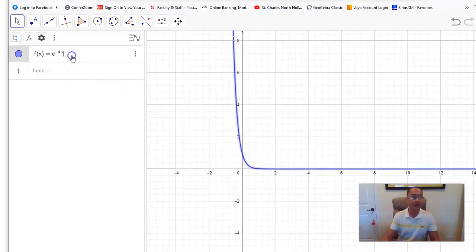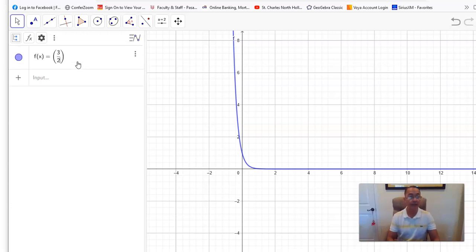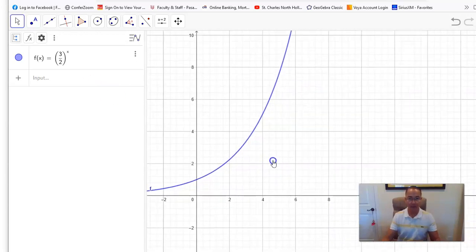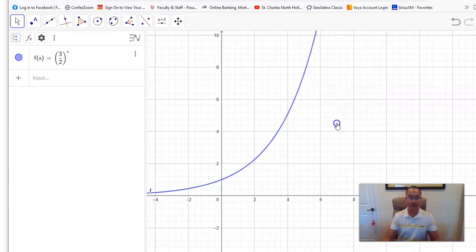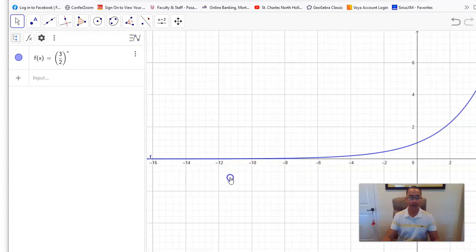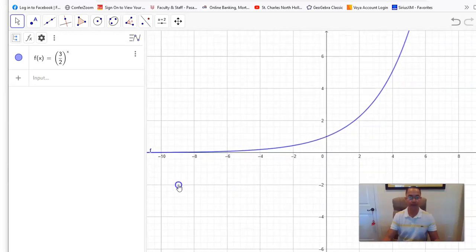Now we input our general exponential functions. 3/2 to the x. Ooh, okay, so that should remind us a little bit of e to the 3x with a positive coefficient. So as x goes to plus infinity, our y goes to plus infinity also. As x goes to minus infinity, our y goes to 0. We have a horizontal asymptote as well.